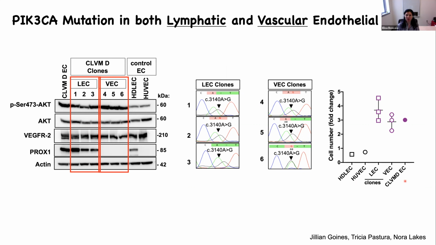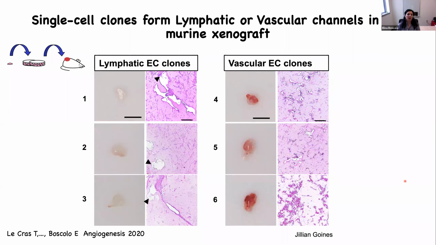CLVM endothelial cell population. In this experiment, this clonal population, obtained from one single cell, was injected in mouse. And what we could see is that the lymphatic clones generated abnormal vascular channels that were only lymphatic. Conversely, the vascular endothelial cell clones were able to form abnormal vascular channels that were only vascular, where we can see RBCs inside. And we don't see RBCs when we use lymphatic ECs, we see only lymphatic channels.